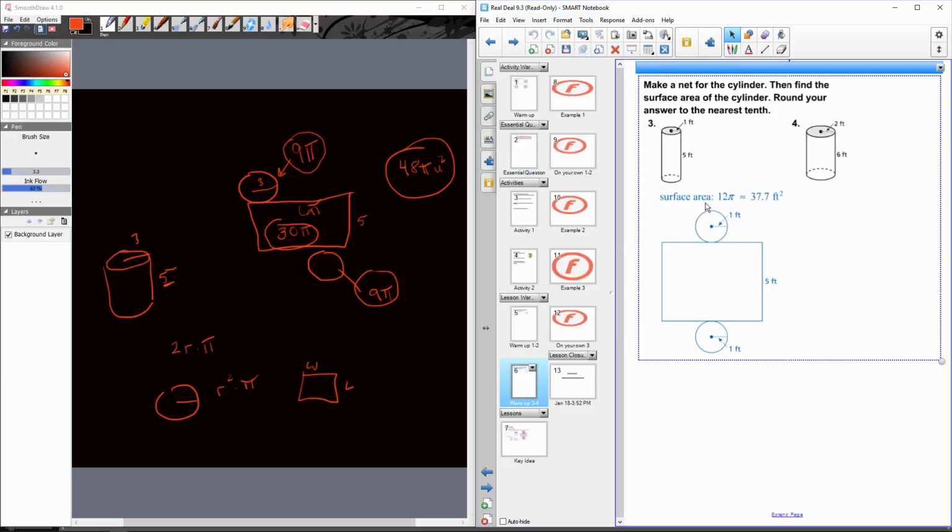Great, and you should have something that looks like this. When you round it, it should be approximately 37.7 feet squared. It says round your answer to the nearest tenth. This one here is 100.5 feet squared. Again, you're rounding to the nearest tenth.